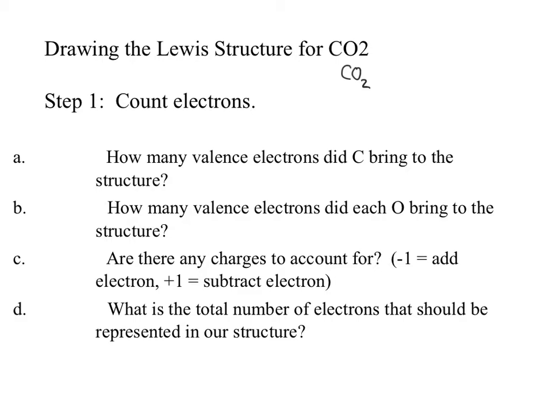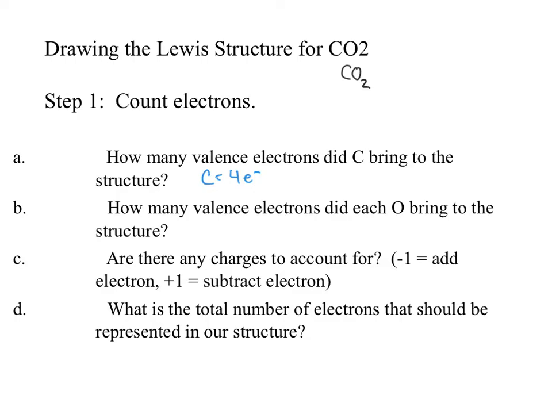Okay, so the very first step is that we need to count how many valence electrons we should have in this structure. So we need to figure out how many valence electrons carbon has, and remember that carbon has 4 valence electrons. And how many does each oxygen bring?